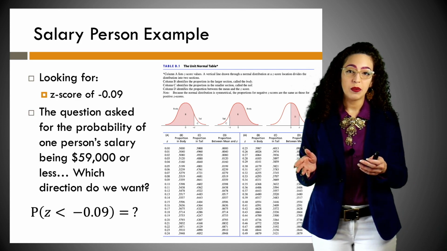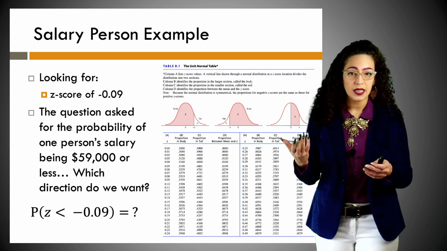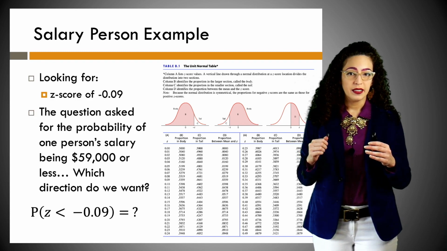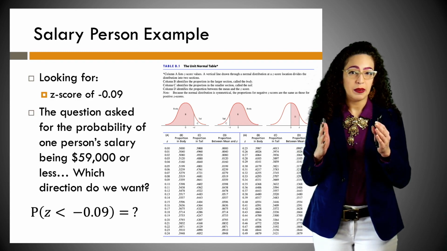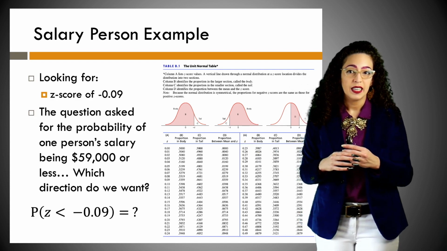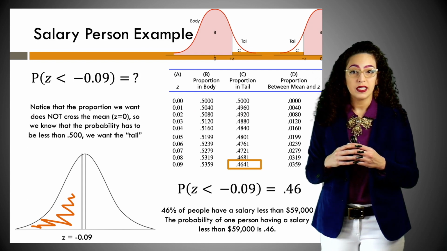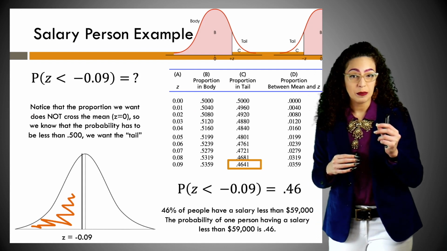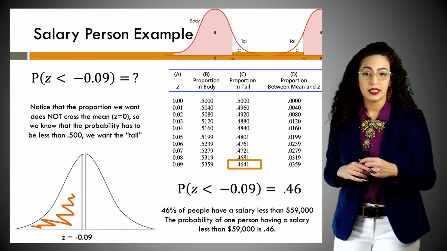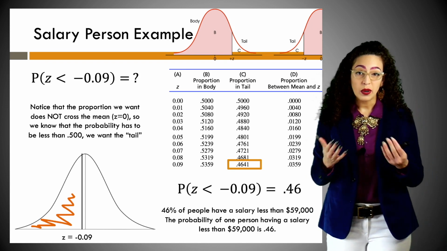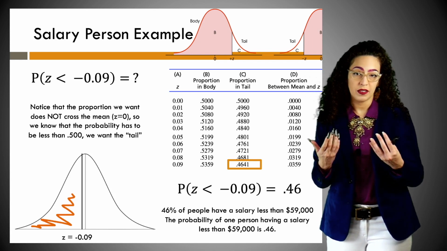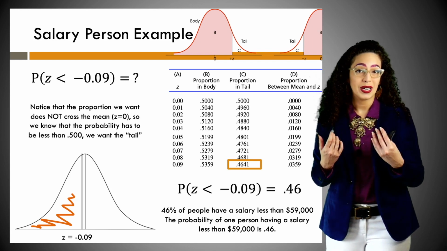In this case, do we want the value that is greater than 50% or less than 50%? Remember our drawing. It's almost at the mean, but it's a little bit less, and we're looking for that area to the left of it. So in this case, we want the value that is going to be a little bit less than 50%, and it ends up being 0.46. So there is a 46% chance that we see one person whose salary is about $59,000 or less.